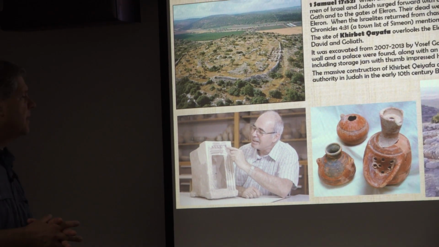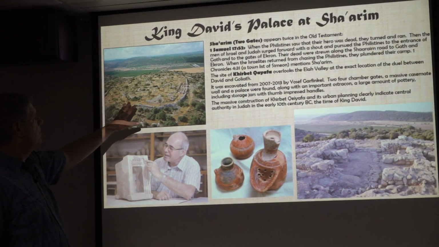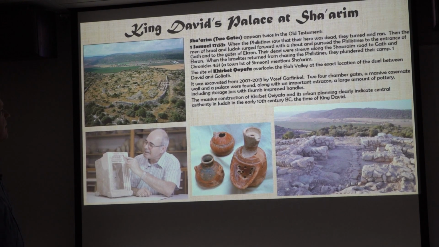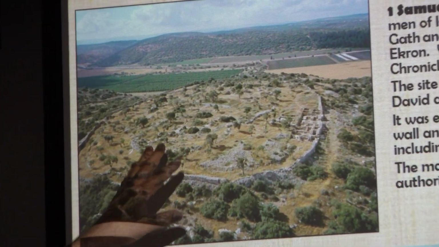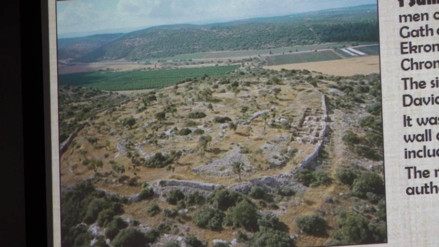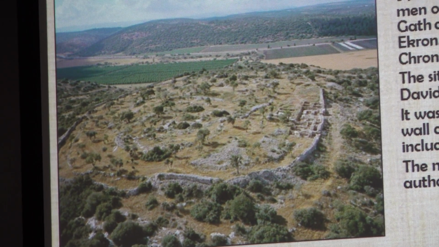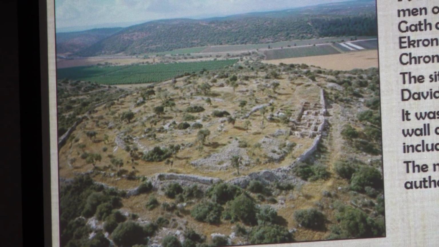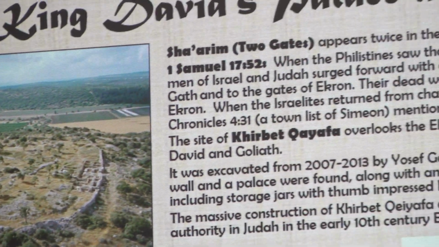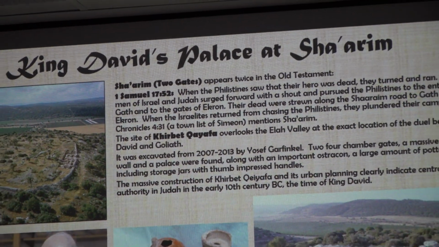Now, we talked about Khirbet Qeiyafa several times. Here's another view of Khirbet Qeiyafa overlooking the Elah Valley. This could have been Saul's headquarters, or it could have been David's headquarters later when he was king. There's a debate on the exact date of the site. It was only occupied roughly 50 to 100 years. It was a relatively short occupation and fairly well preserved in most areas.